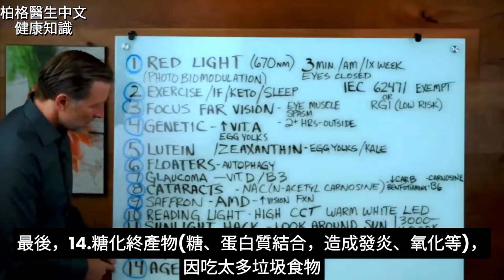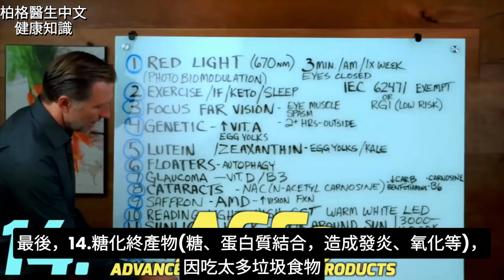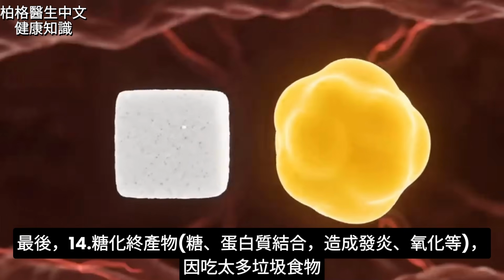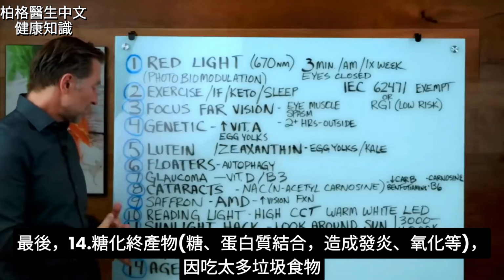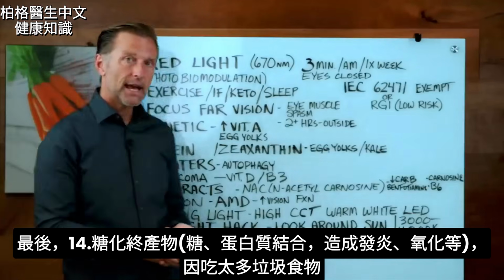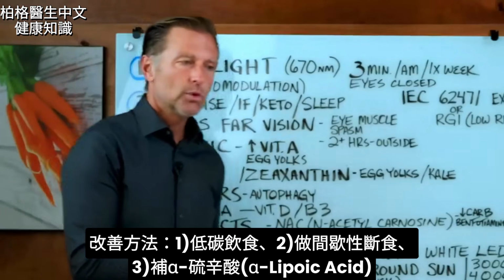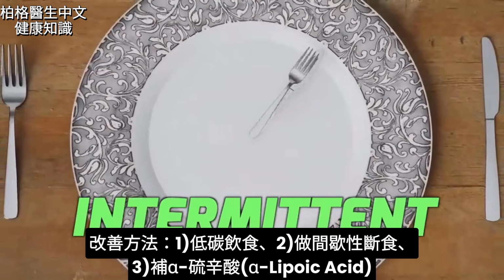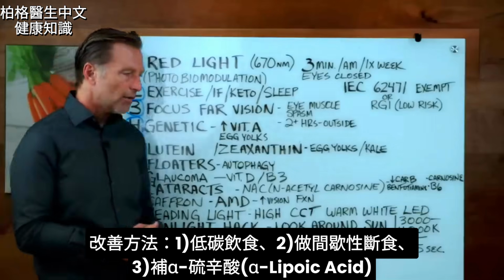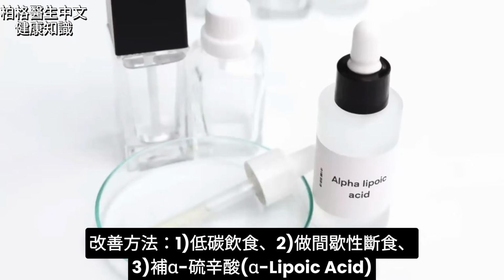And then the last point I want to talk about is these advanced glycated end products. This is that glycation when sugar connects with protein. This happens when you consume a lot of junk food and things like that. But there's things that can reverse that. Going on a low carb diet, doing intermittent fasting. Another thing you can do to reduce this is alpha-lipoic acid, which reduces AGEs.